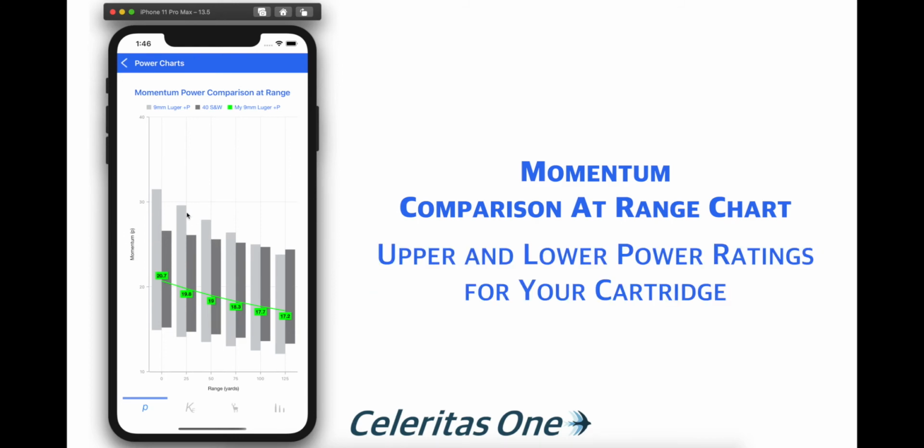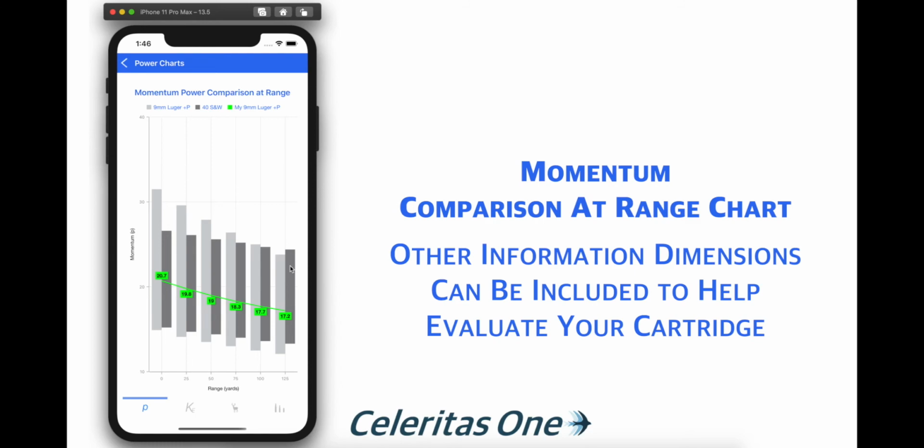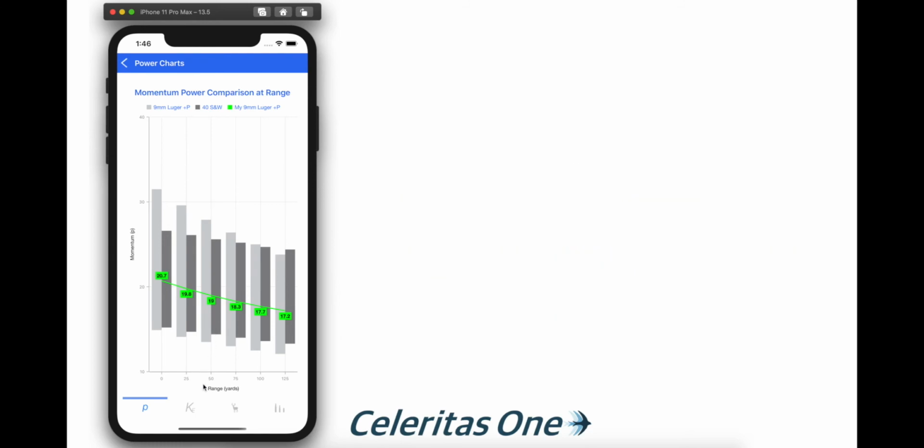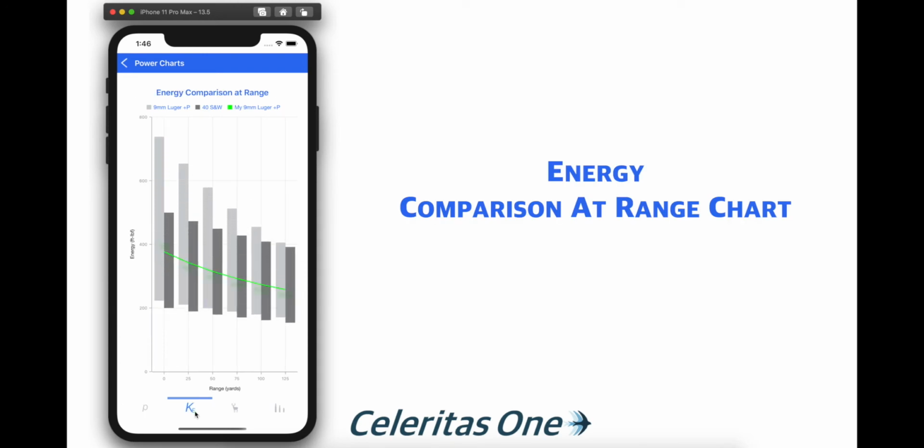Third, the upper and lower range of all similar cartridges from the muzzle to down range. And the selected comparison cartridge also from the muzzle to down range. In other graphs, we will show another dimension of information for you to evaluate your cartridge. Like the momentum chart, here I can compare your ammo's energy level down range against another select ammo.